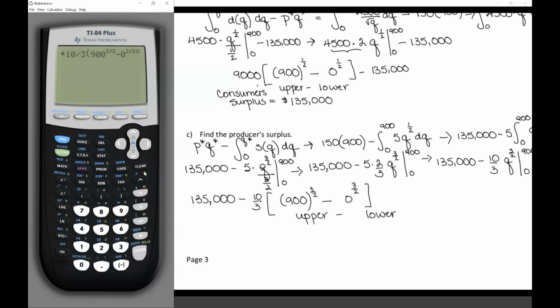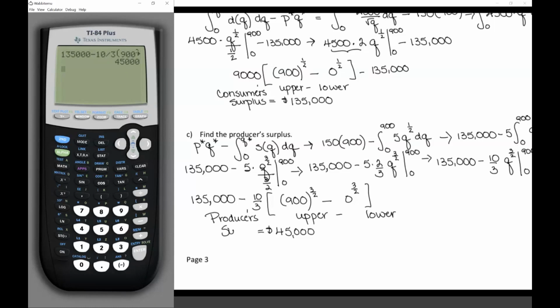By the way, 0 to any power is 0, except 0 to the 0, I'm not sure about that. I think that's an indeterminate form. So there's what I'm typing in. I hit enter, and I get $45,000. All right, so this is my producer's surplus.